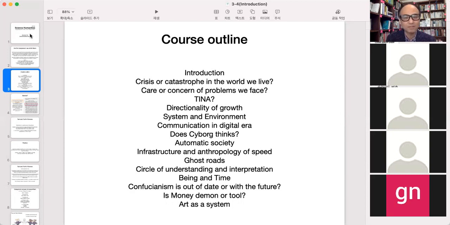Okay, so that's the second topic. And the third topic, we are going to talk of care as opposed to concern or the problem we face in especially digital society, digital times. And followed by Tina, once again, there is no alternative. So that goes on so forth. Okay, so that's 16 weeks.